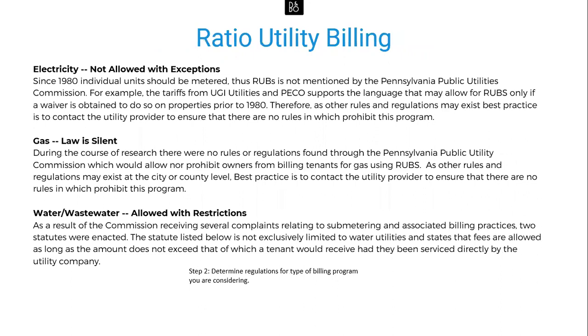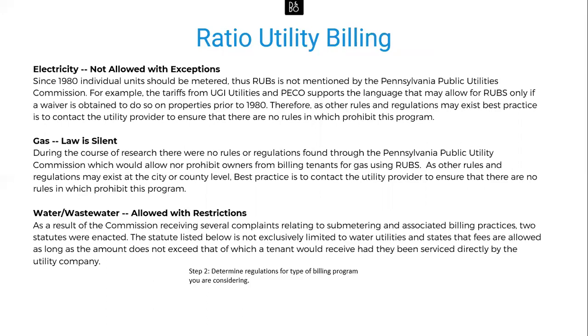So let's talk about the ratio utility billing regulations in Pennsylvania. So these are the actual regulations for Pennsylvania. For electricity, electricity RUBS is not allowed unless a building was built prior to 1980. Any buildings built after 1980, the utility provider has to put in a submeter. So that's helpful when it comes to electricity. I do have lots of clients in Pennsylvania who have historic buildings, so ratio utility billing for electric is allowed in those types of scenarios.